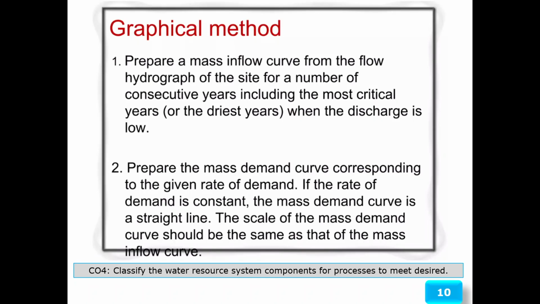So the graphical method is to prepare a mass inflow curve from the flow hydrograph of the site for a number of consecutive years, including the most critical year, that is the drought year, when the discharge is low. And also we have to prepare the mass demand curve corresponding to the given rate of demand. If the rate of demand is constant, the mass demand curve is a straight line. The scale of the mass demand curve should be same as that of the mass inflow curve.